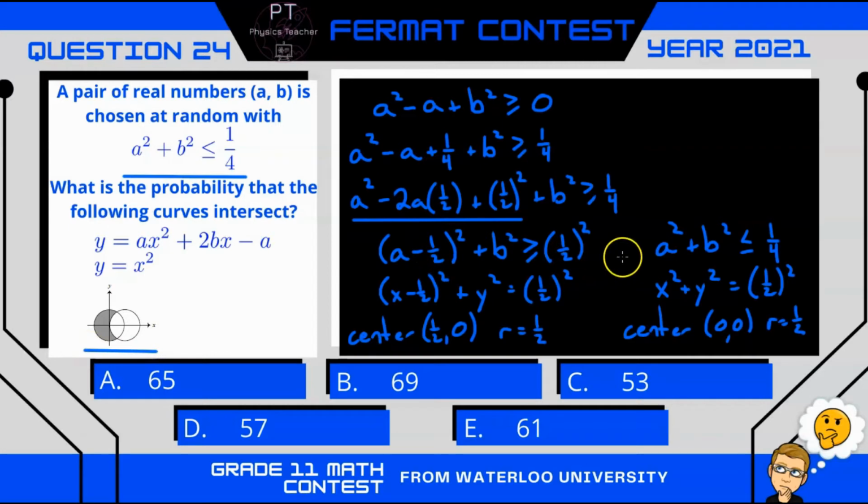Now let's go back to the inequalities. This inequality says that we're looking for a region outside of this circle. So here's the circle here. We're looking for a region outside of that circle. And this inequality, which is less than or equal to 1/2 squared, is looking for a region inside the circle. So here's this circle, inside the circle. What we're looking for is a region outside of this circle and inside of this circle. I've represented that with the shaded area here.